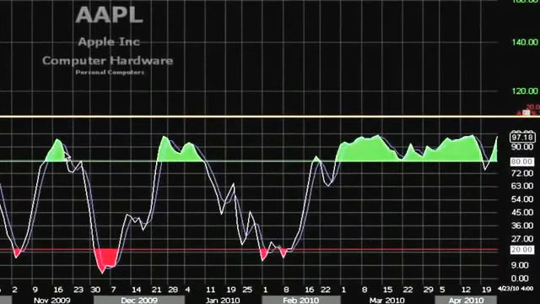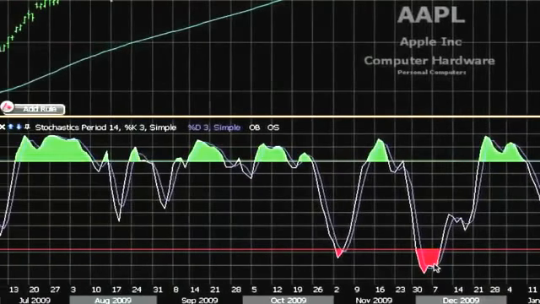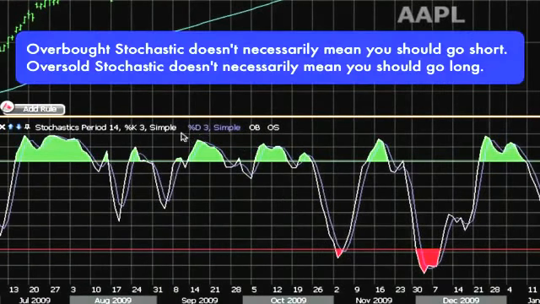Many traders believe that the overbought and the oversold levels are the main use of stochastic. So if stochastic is above 80, many traders will look to go short, and when stochastic is below 20, many traders will look to go long. This was not George Lane's idea with the stochastic, because stochastic can stay overbought for a long period of time. You see this here.